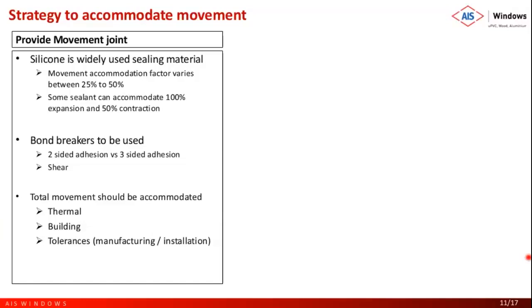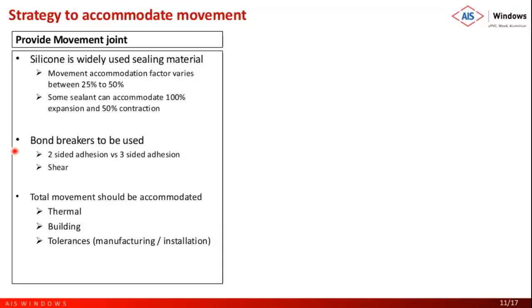In a movement joint, we also need to make sure that bond breakers are used. What these bond breakers do is decide whether the sealant is going to adhere on 2 sides or 3 sides. Whenever you design a movement joint, you need to have 2-sided adhesion, because when your sealant is adhering on all 3 sides, it stops all the movement and the silicone fails due to the shear forces developed within the movement joint.